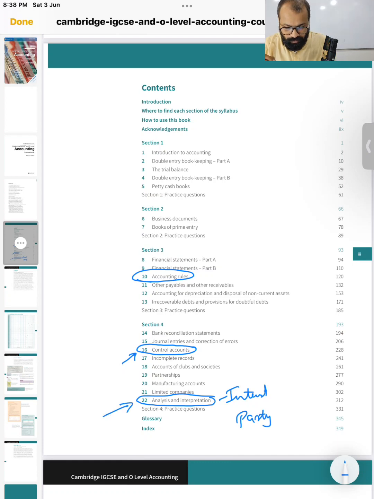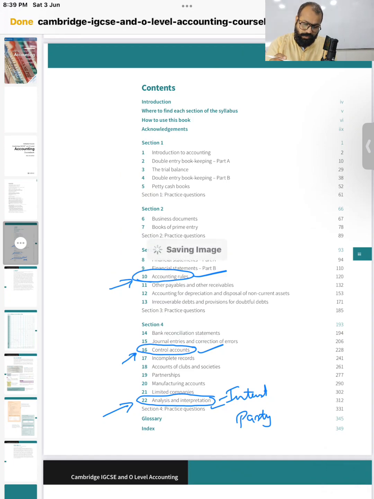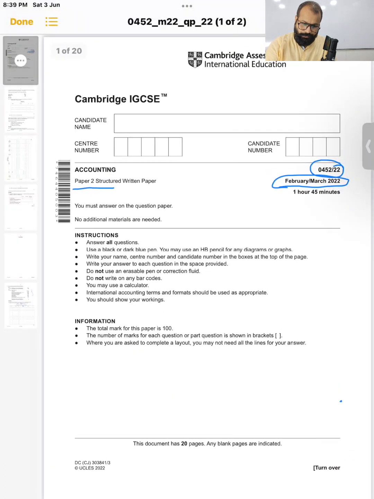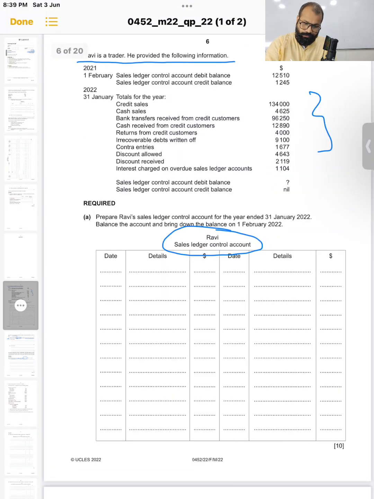So that question number 2 actually is from these 3 different topics. That is, one is the control account, one is accounting rules, and the last one is from the analysis and interpretation. Okay, so now let us go back to the question and start solving the question. Okay, fine. So here we are on the paper. Let us start solving question number 2.